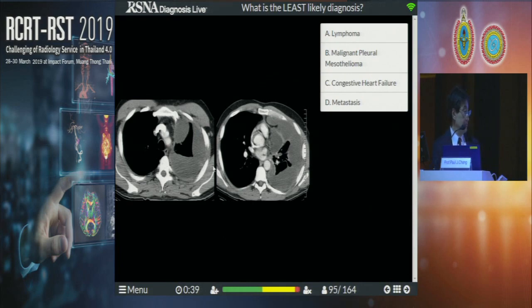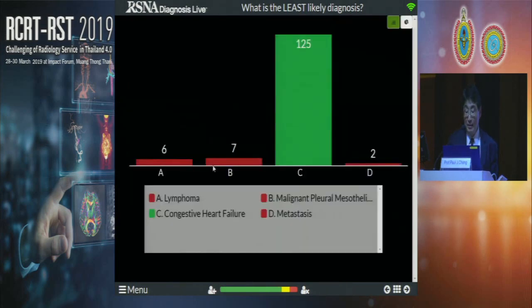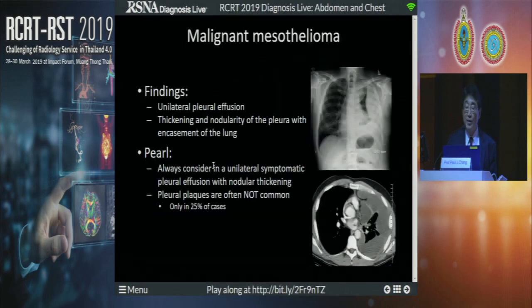Excellent. Very good. Oh, you guys are too smart. Excellent. All right. And that's the take-home message here. Everyone said, this does not look like plain old congestive heart failure. It doesn't really matter whether or not it's mesothelioma. This tends to be mesothelioma.